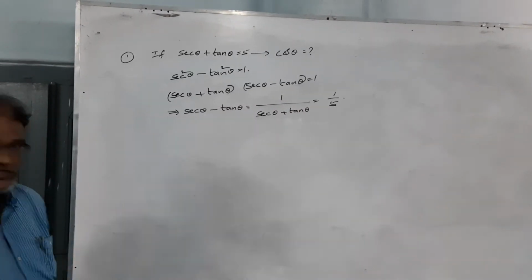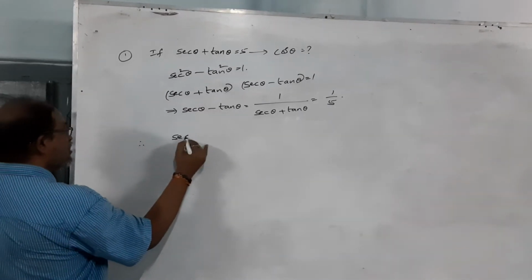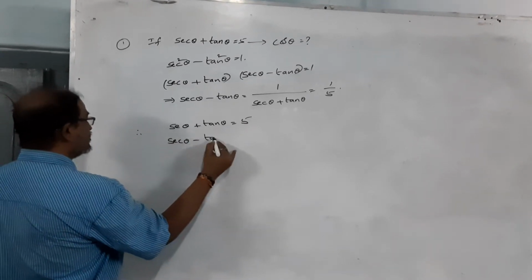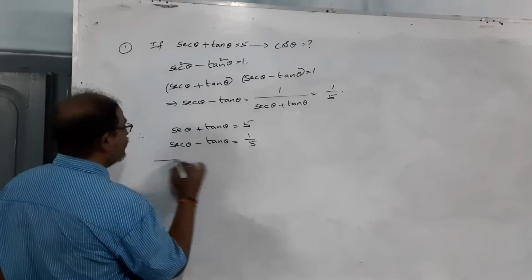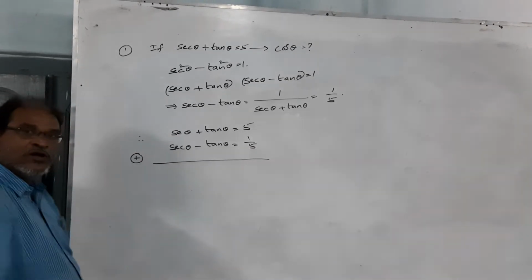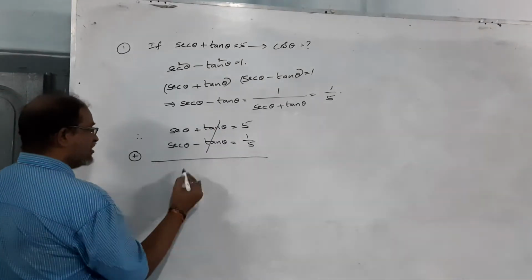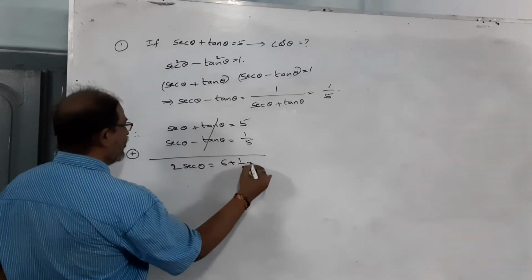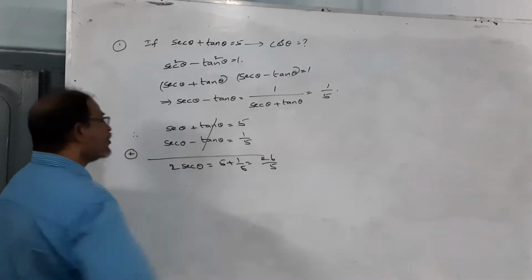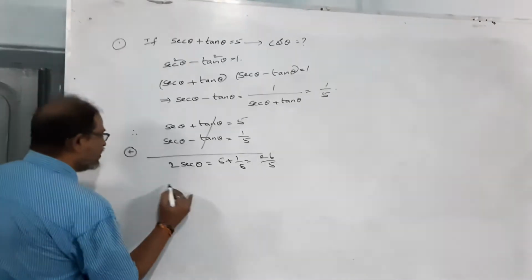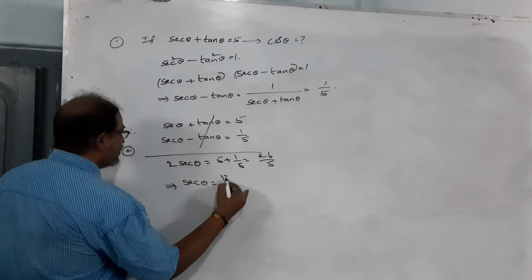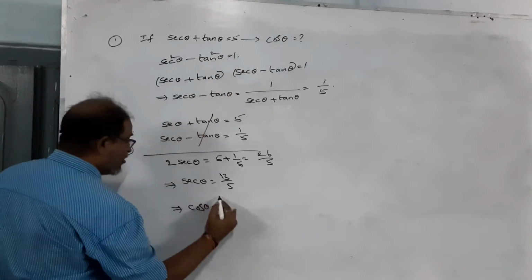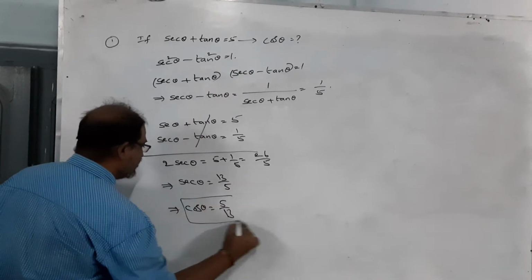Now we have two equations. The first equation is secant theta plus tan theta equals 5, and the second equation is secant theta minus tan theta equals 1 by 5. Now we can add the two equations. Tan theta is cancelled. 2 secant theta equals 5 plus 1 by 5, that is 26 by 5. This means secant theta equals 13 by 5, and hence cos theta equals 5 by 13, which is the required answer.